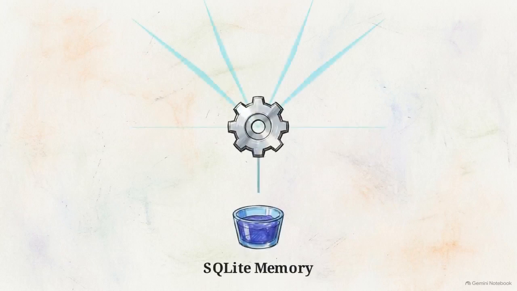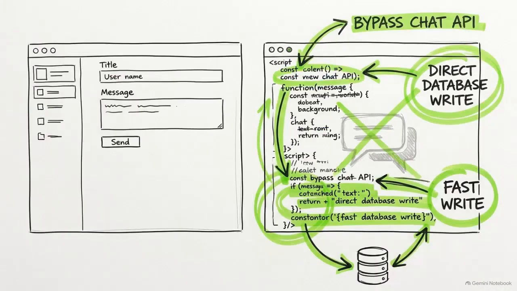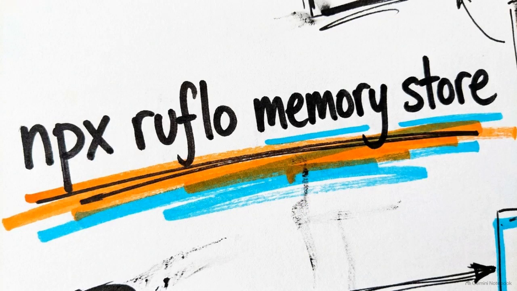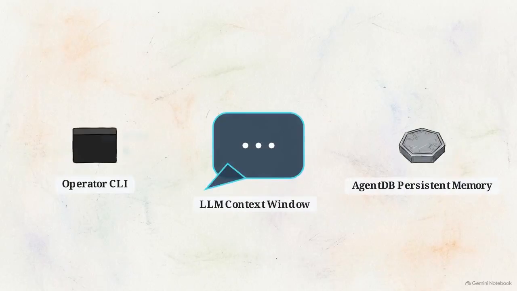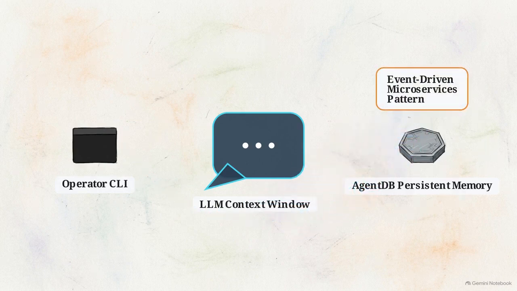To verify the setup, we start by igniting the background orchestration daemon in its own terminal. This process is responsible for managing asynchronous tasks and maintaining the active SQLite memory pool. Open a second terminal. We are going to bypass the chat interface to write directly to the database. We will use the CLI to store an architectural directive that the model has not seen in its current conversation history. We store the key project directive with a value mandating an event-driven microservices pattern.